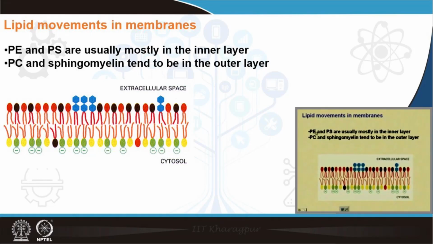Phosphatidyl ethanolamine, that is PE, and phosphatidyl serine are usually in the inner layer. So, the ethanolamine type and the serine type are preferred in the inner layer, and in the outer layer we have the sphingomyelin and the choline type, the phosphatidyl choline. Okay? So, we have more of the phosphatidyl choline and the sphingomyelin on the outside and more of the phosphatidyl ethanolamine and the serine on the inside.